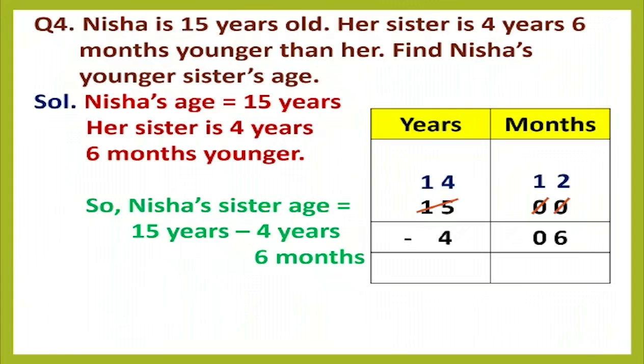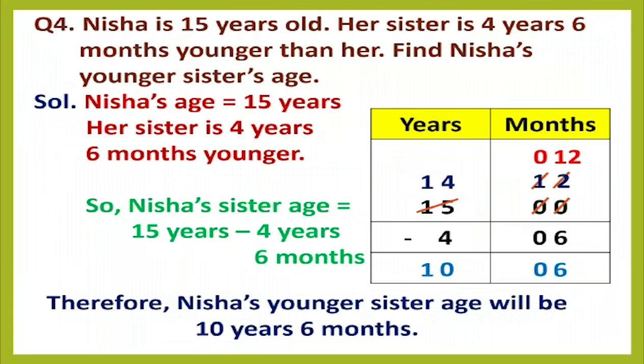Now subtract it. This 6 cannot be subtracted from 2, so this 2 will borrow from this 1, so this 1 will become 0 and this 2 will become 12. Now subtract 6 from 12, you will get 6. Then 4 minus 4 will be 0, then 1 will be as it is. So we are getting 10 years 6 months. So Nisha's younger sister's age will be 10 years 6 months.